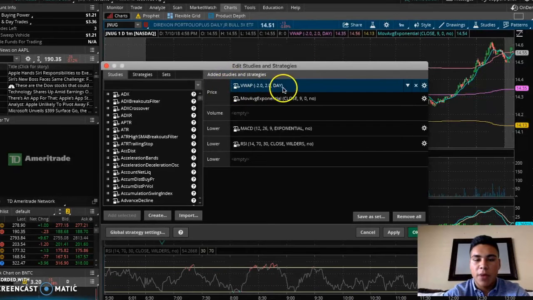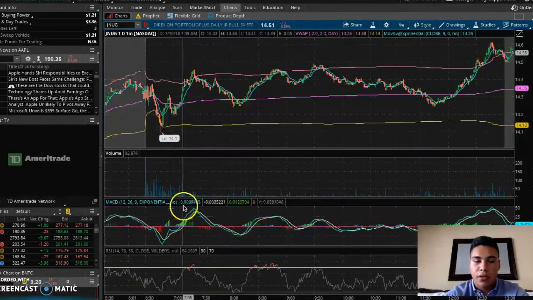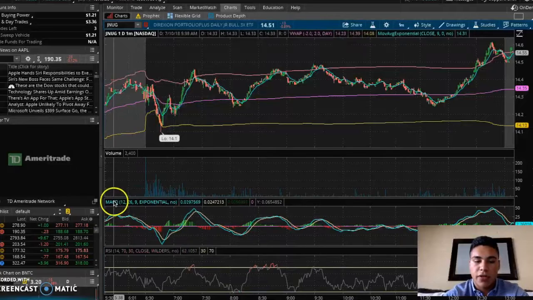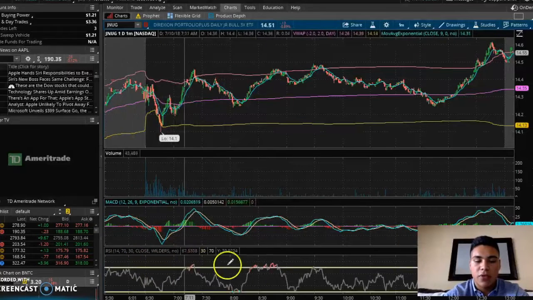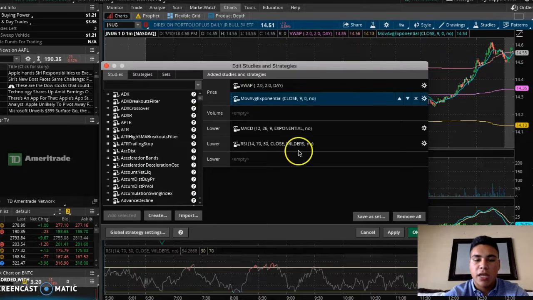So you have the VWAP up there, and the exponential moving average, which is this blue line right here that I'm pointing to. It's increasing right there. That's the exponential moving average. And then the MACD is this section right here where it says MACD. And then this lower section is called the RSI. So if you look here, it tells you right there, RSI.